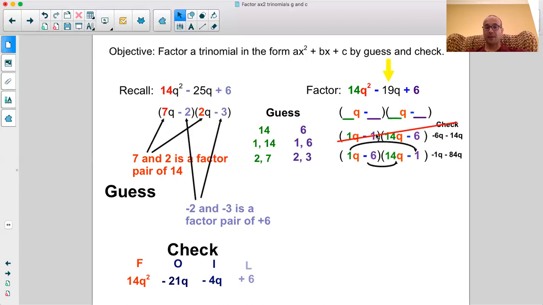So my outer product is a negative 1q. My inner product is a negative 84q. I don't think that's matching my negative 19. So that's out. Now, what do we want to do for our next guess?